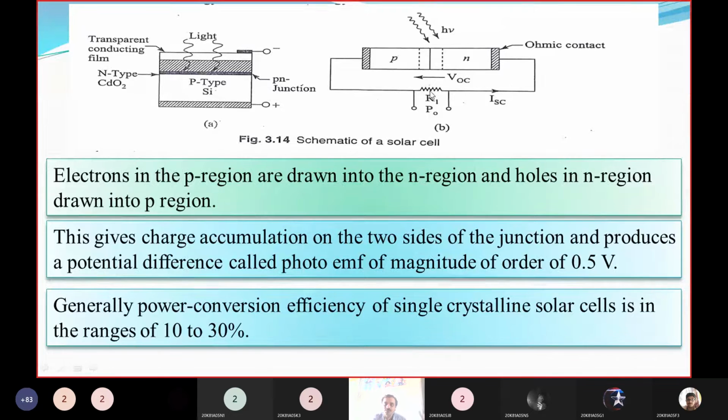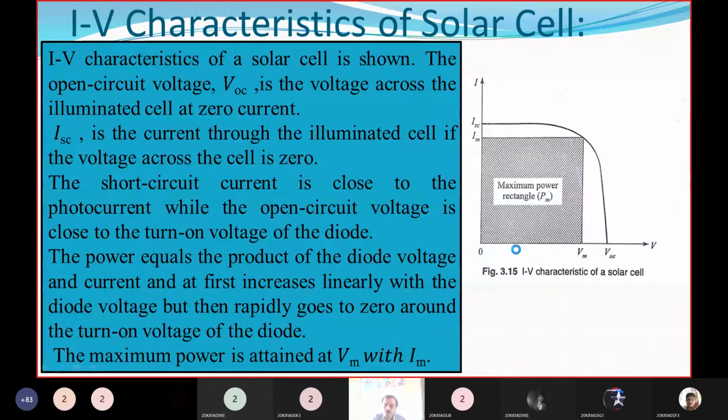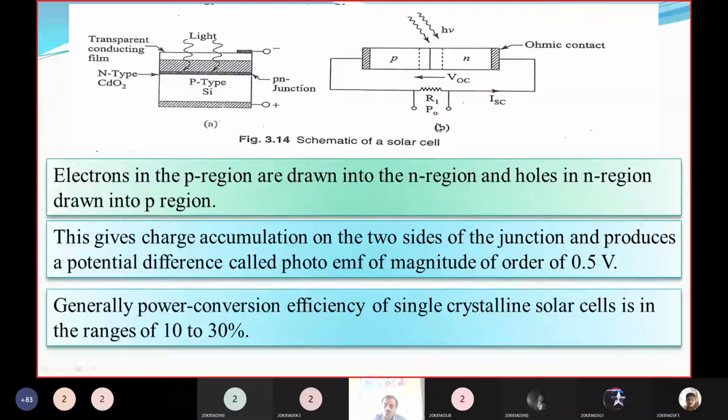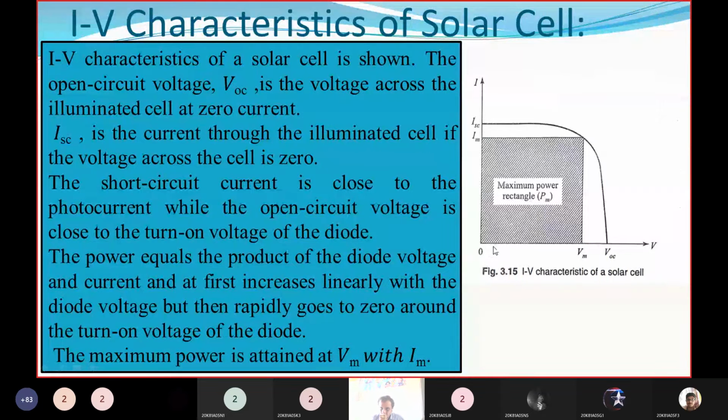How we get the corresponding Im and Vm depends on which resistor we are using, that is, how many ohms. By changing the resistance, we can change the voltage. If you increase the resistance, the voltage also increases, and the current decreases slightly up to a particular value. After that, the current drops drastically to zero. So we look for the point where sufficient current and sufficient voltage are present.